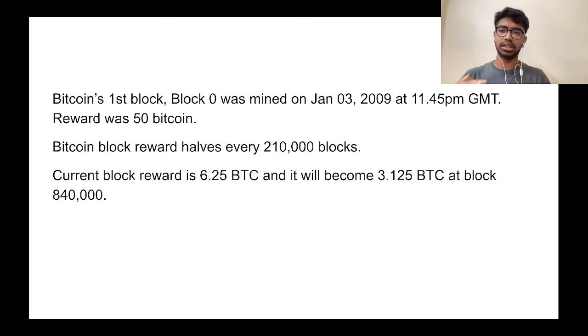Now when Bitcoin's first block, block number 0, was mined, Satoshi Nakamoto was rewarded 50 bitcoins for it. And the system of Bitcoin is such that the block reward halves every 210,000 blocks. So it was 50 bitcoins when you were mining it before. Then after 210,000 blocks were mined, the reward became 25, and now currently it's 6.25 Bitcoin, and it is going to become 3.125 Bitcoins when block number 840,000 is mined.